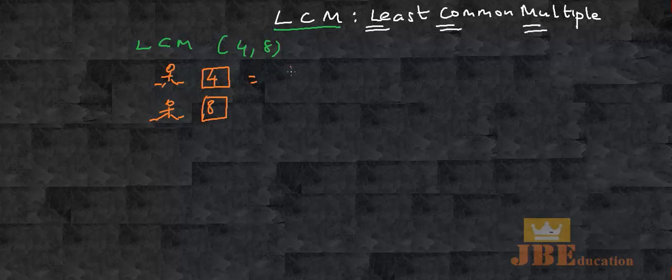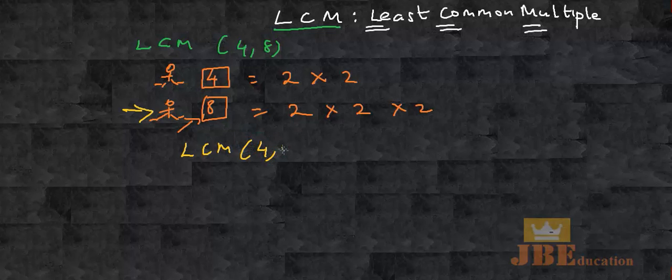Now this person gets a score of 2, 2, and this person gets a score of 2, 2 and 2. According to you, who's the winner? Naturally, this person is the winner. So what do you have to do? You have to choose his score to be the final answer. That means the least common multiple of 4 and 8 is going to be 2 times 2 times 2, which is 8.